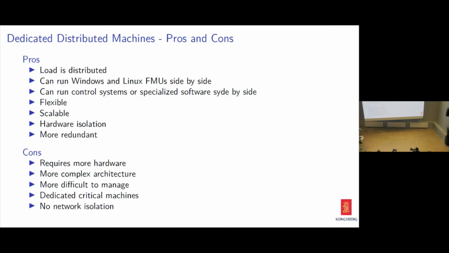And of course, if you have some dedicated critical machines and they go down, your whole system will just crash and burn. And you don't necessarily have network isolation. I mean, it depends on how you set up your network. You can have it or you cannot have it. But you at least have hardware isolation if you want.